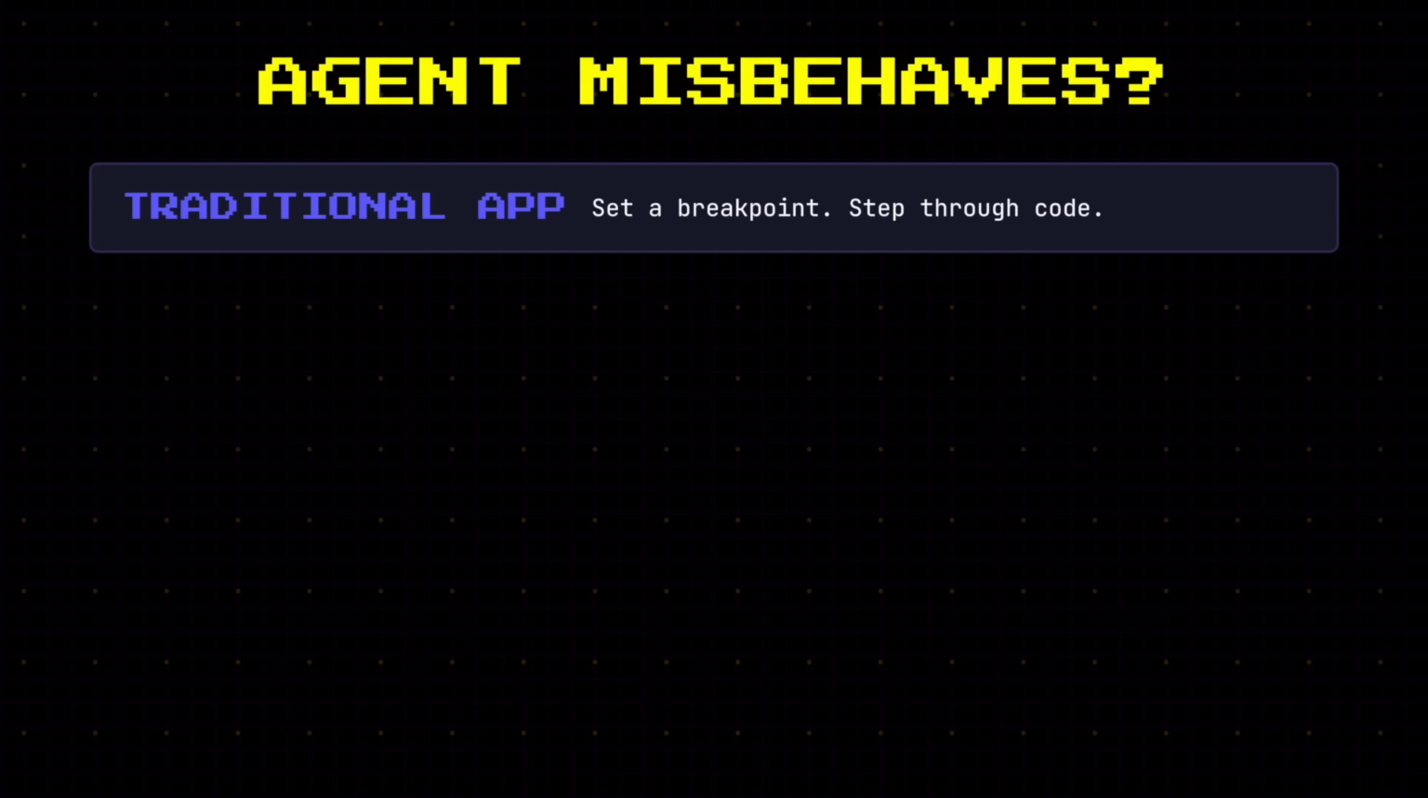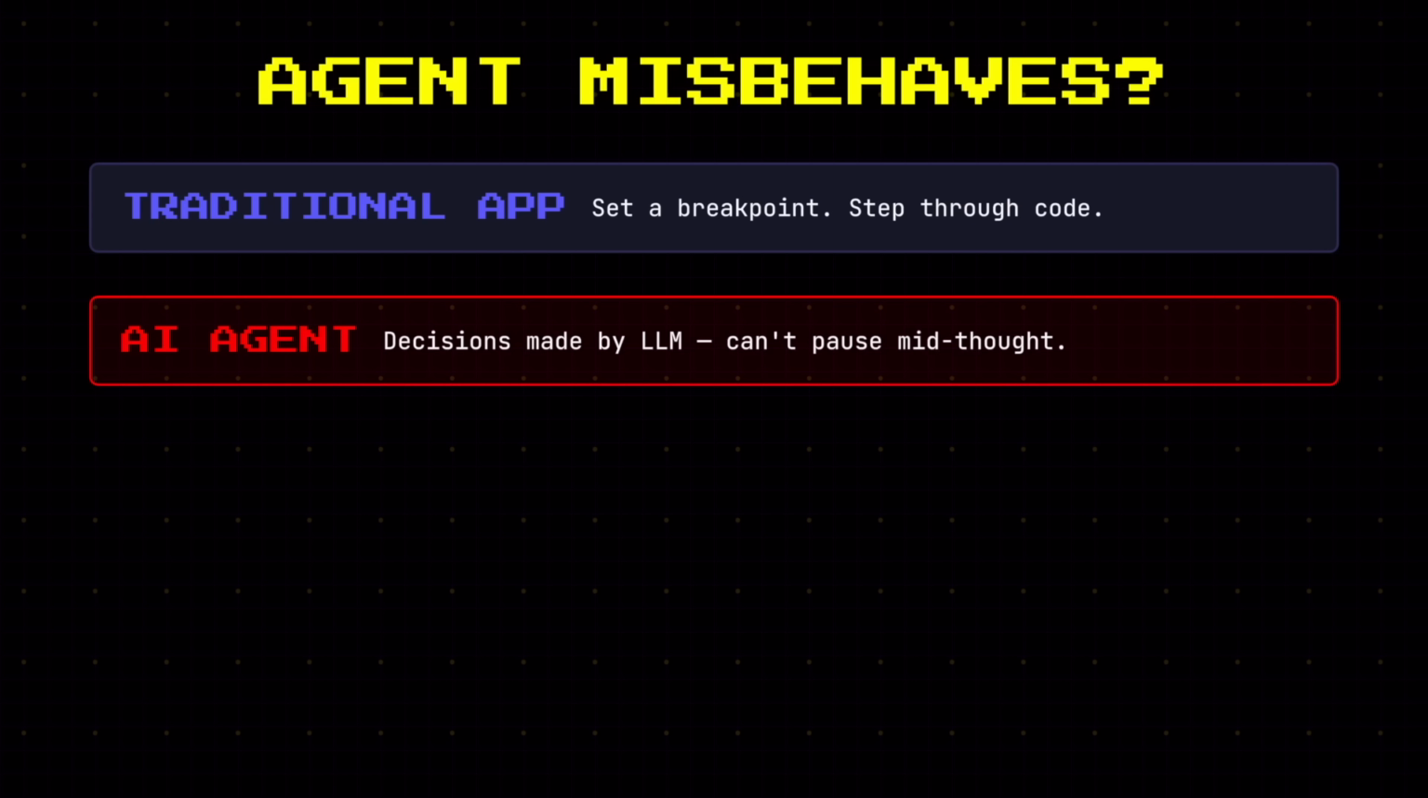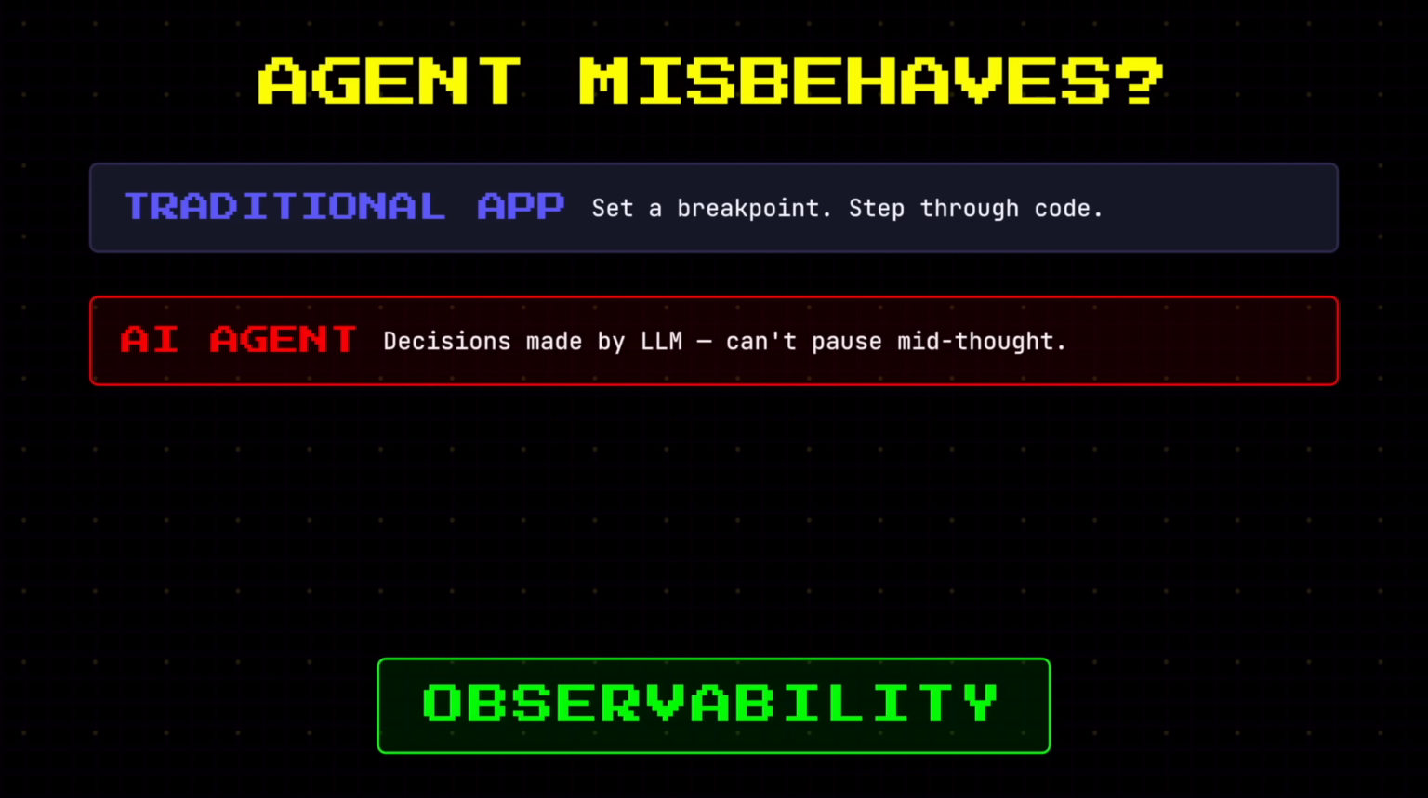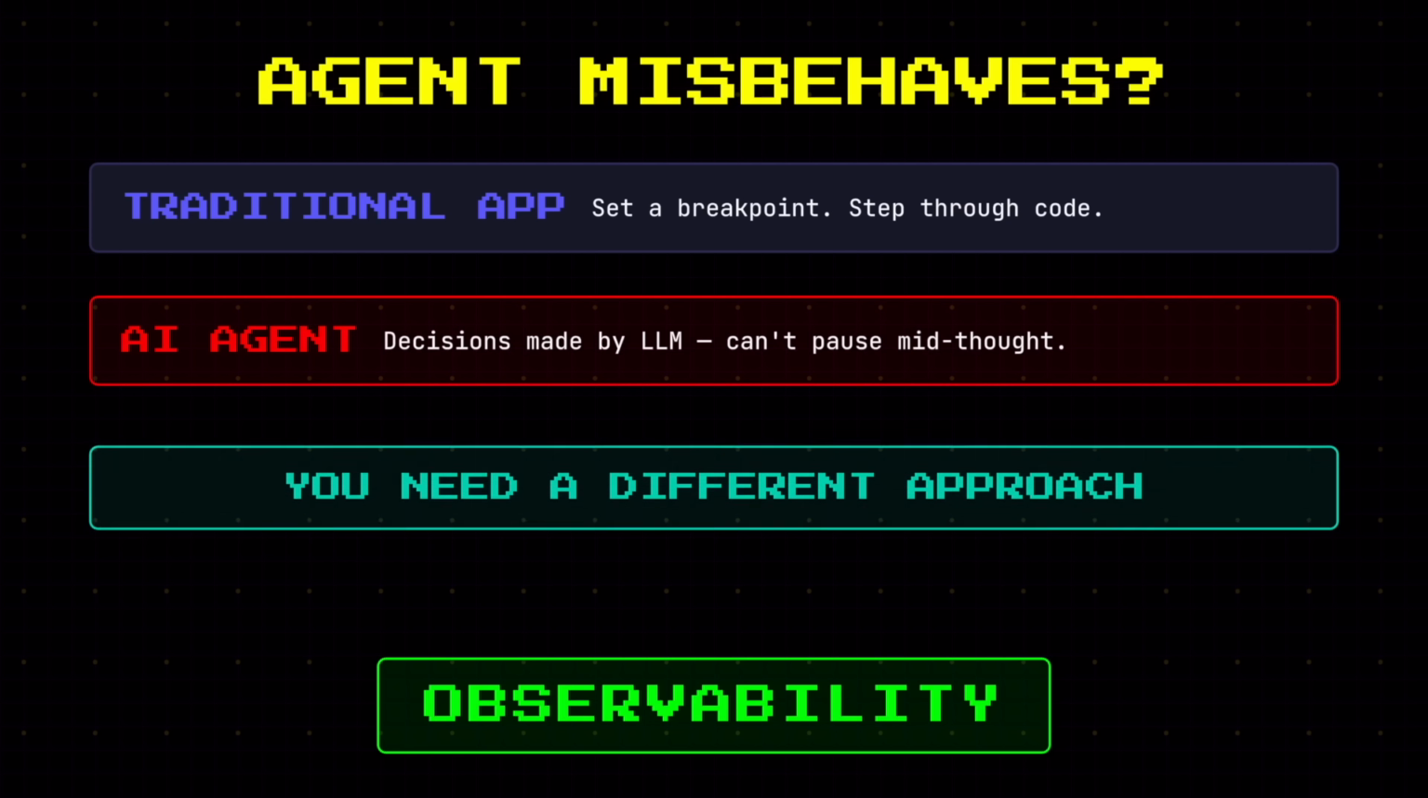When your agent misbehaves in production, you need to figure out why, and that's harder than it sounds. With a traditional application, you set a breakpoint and step through the code. With an agent, the decisions are made by a language model. You can't pause it mid-thought. You need a different approach.